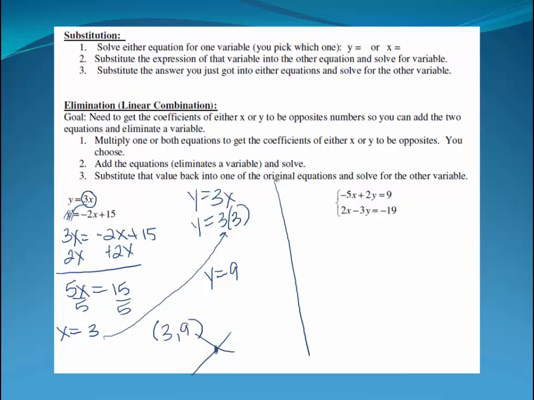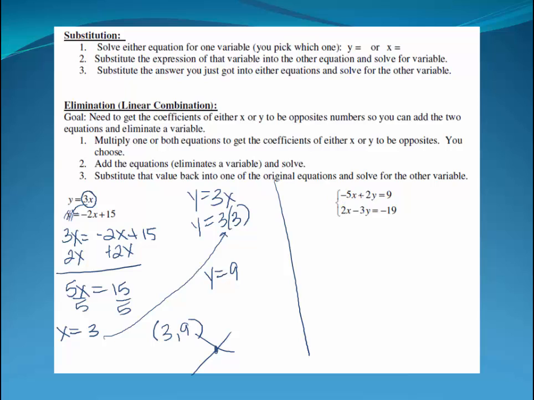Okay, the other way that you can solve a system of linear equations with two variables is this elimination method. I choose elimination whenever they're in standard form. And our goal is to get either the -5 and 2 to be the exact same number but opposites of each other, like -5 and 5, or 2 and -2, or you can deal with the numbers in front of y, it doesn't matter. And in order to do that, you might have to multiply one of your entire equations by a number to get it to match up.